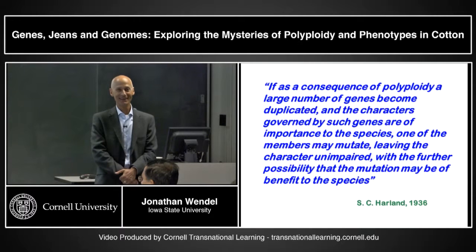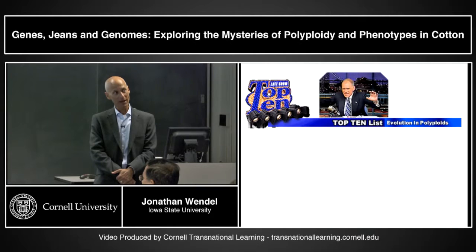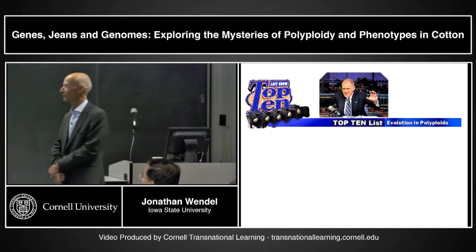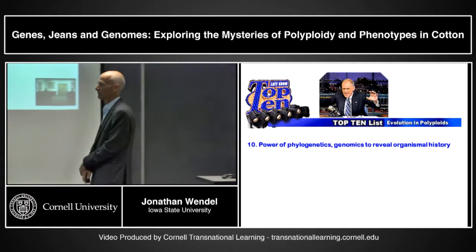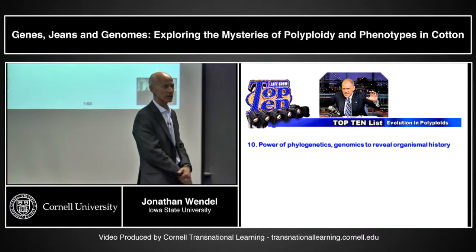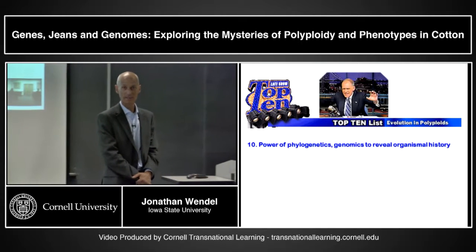It's really exciting. Okay, I think I've finished in about the right amount of time. You mostly seem awake, which is good. Here's what I think I said, the top 10 list, evolution and polyploids. I tried to say something about the power of phylogenetics and genomics to reveal something about organismal history, which is necessary in comparative biology.